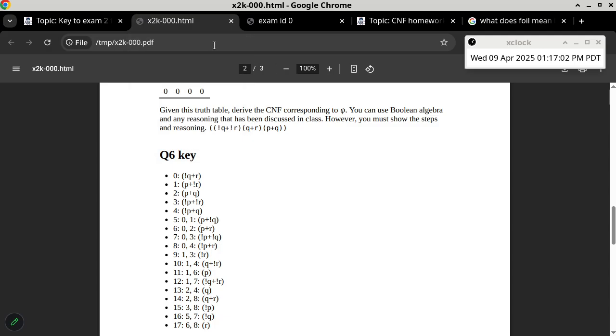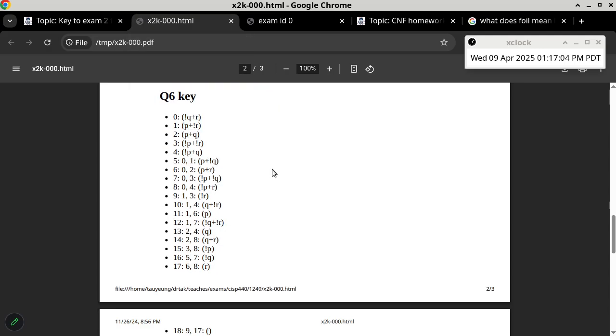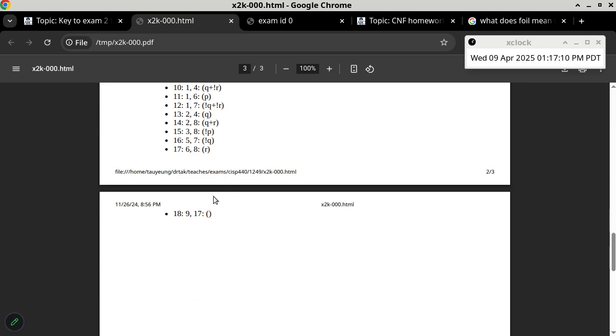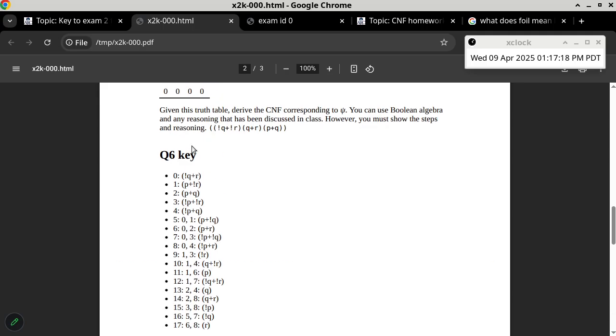The resolution steps are shown in the key. So this key is showing you the resolution steps. And the answer is it does get to a false, which means phi in this case is implied by psi. So the way we read the key is like for this line, this is step number 5. It is basically saying 0, which is not Q or R, and 1, which is P or not R. They can resolve, and the result of the resolution is P or not Q. So that's how you read the mechanically generated answer.